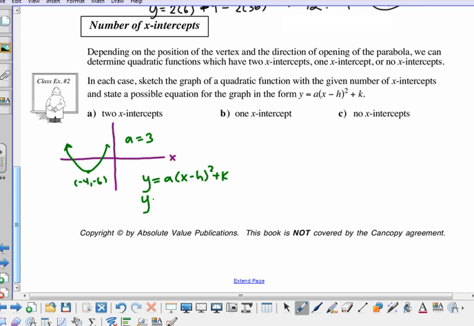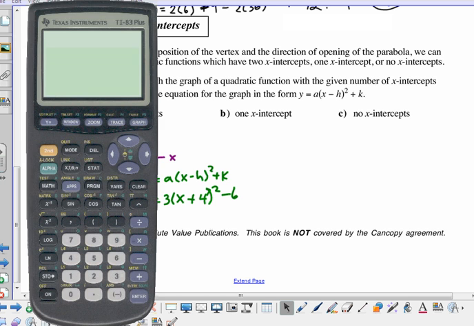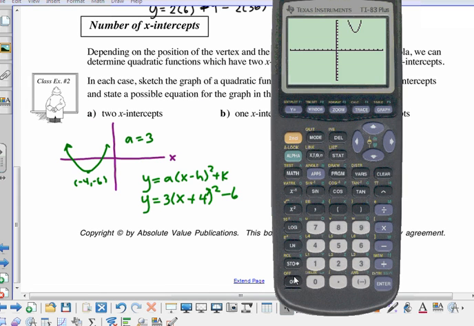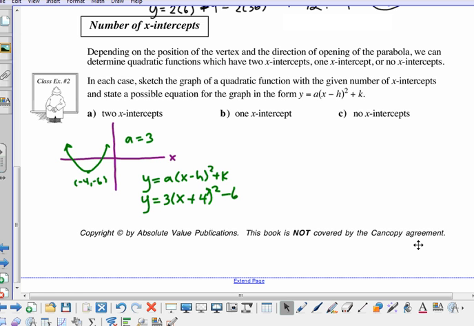So y equals 3 times x. What's the h? +4 squared minus 6. Should we verify that that actually is happening? Just watch. You don't have to type it in. So here we have 3 times (x + 4) squared minus 6. Did that have 2 x-intercepts? Yeah. Okay, next one. 1 x-intercept.